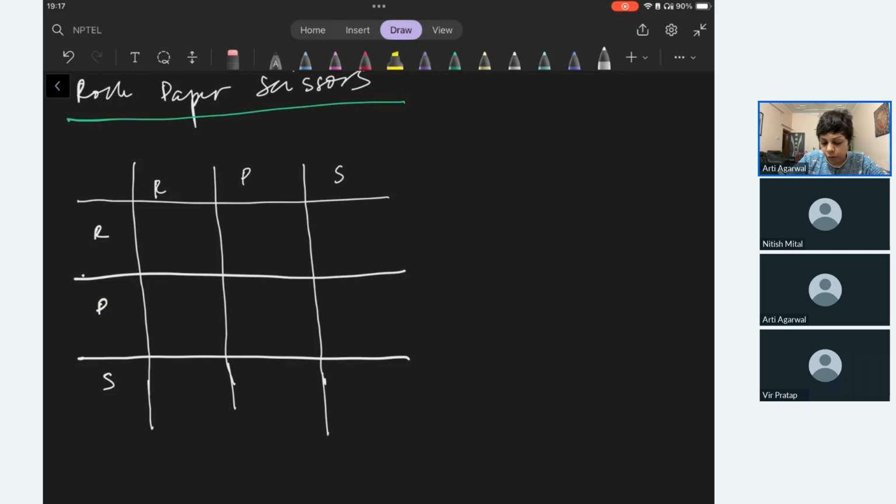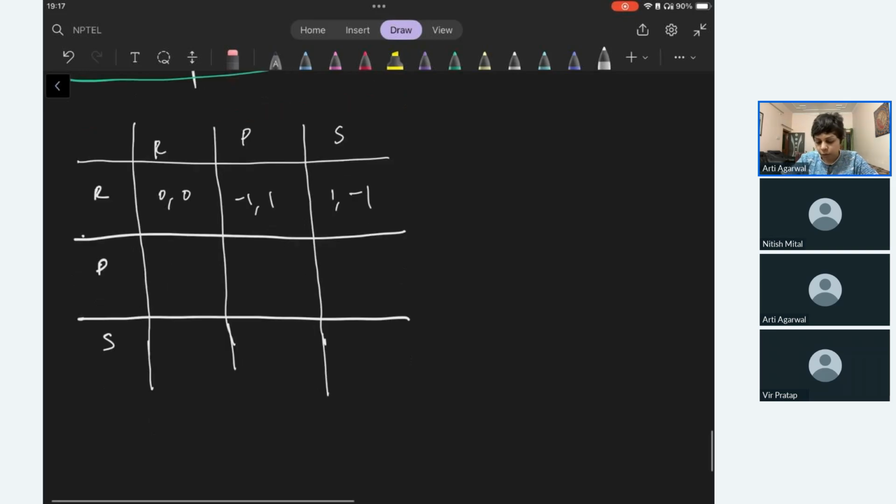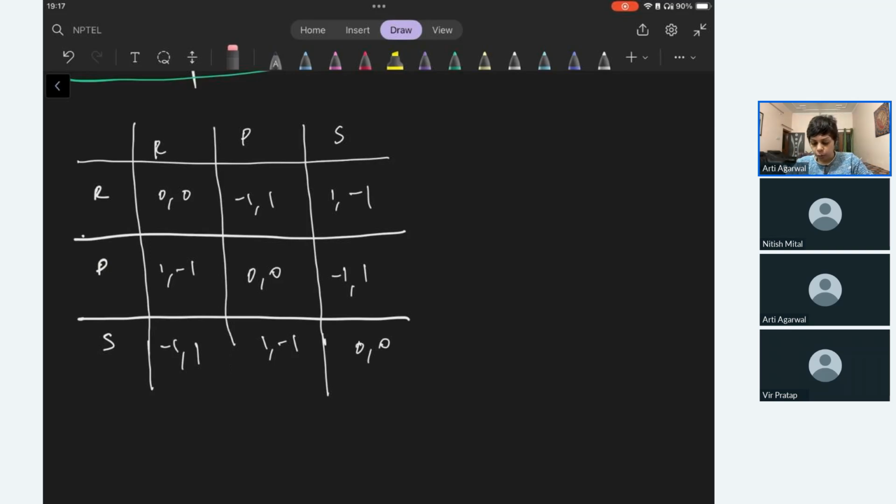This is 0, 0. Rock cancels out. Rock covered by paper, so -1, 1. Rock crushes scissors, so 1, -1. Similarly, we do the rest. This is 0, -1, 1, comma -1.